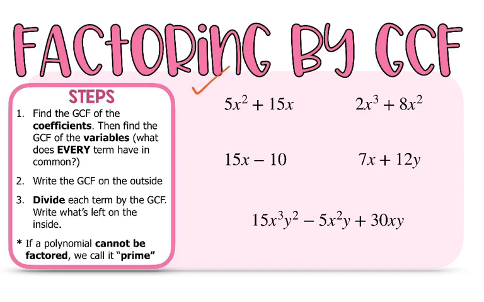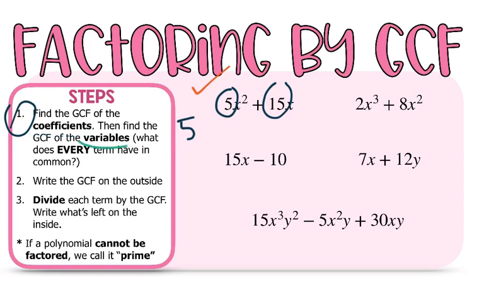So first thing is I need to, looking over here at step 1, find the GCF of the coefficients. The coefficients are just the numbers. So let's look at just the numbers. 5 and 15, what can I divide both 5 and 15 by? Well, that would be 5. So I found that. And the second part of step 1 says then find the GCF of the variables.